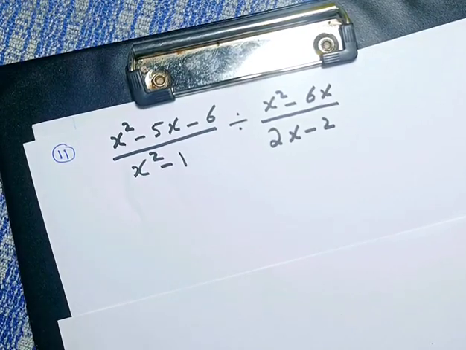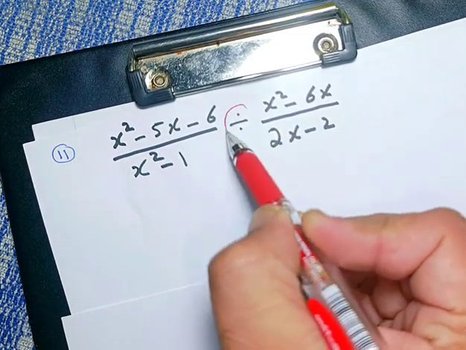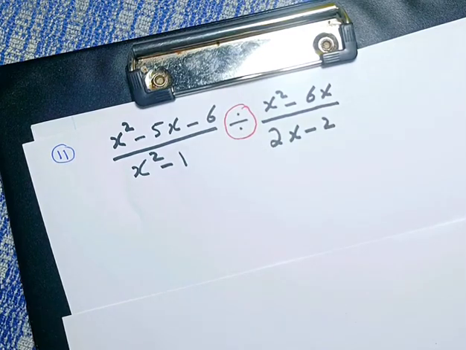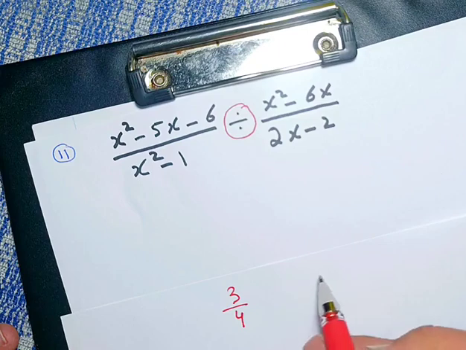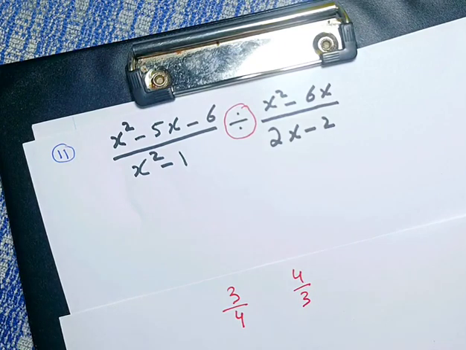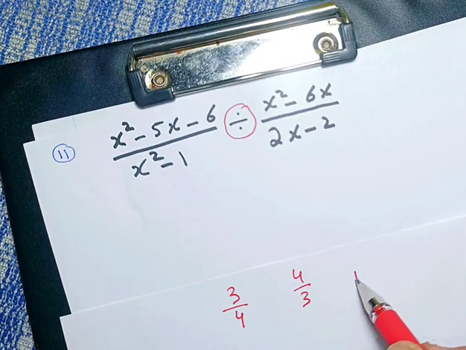So this is my question number 11, and I can see here in the middle is a division sign. I told you, instead of dividing by a fraction, invert the fraction and multiply. Now, how to invert? For instance, you have 3 over 4, and you want to invert, it is going to be 4 over 3. Now, so invert.